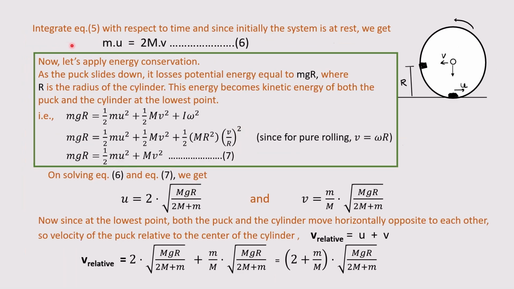And after integrating equation 5 with respect to time, and since at the initial stage the system is at rest, you would get mass of the puck into u is equal to 2 into mass of the cylinder into v, and this is our equation 6.